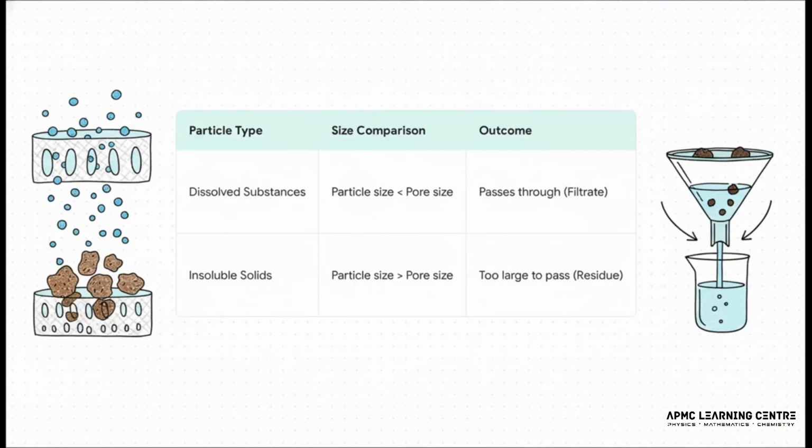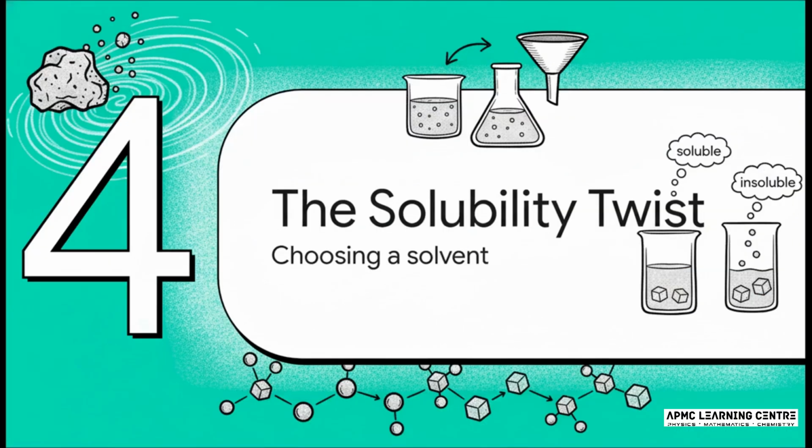And the rule is just dead simple. If a particle is smaller than the pores, like the dissolved salt particles, it just slips right through with the water and becomes part of the filtrate. But if a particle is bigger than the pores, like our chunky grains of sand, it gets stopped flat. It's too big to pass through the gate, so it becomes the residue. That's it. That's the entire secret. It's all about size. So you can see that solubility, the ability to dissolve, is what gives us control. By dissolving something, we can basically shrink it down until it's small enough to pass through our filter.